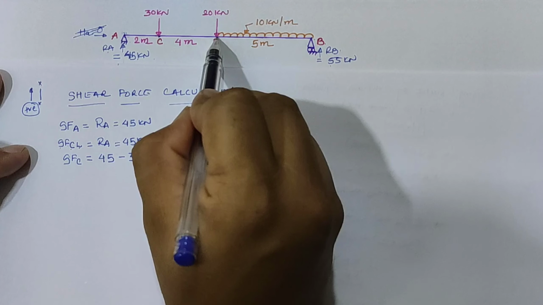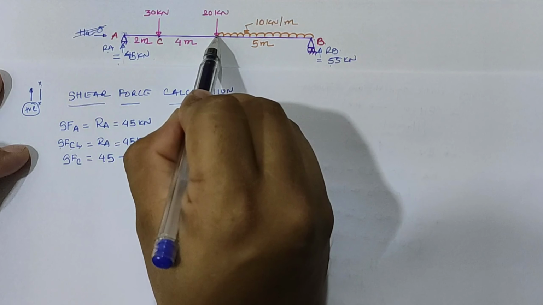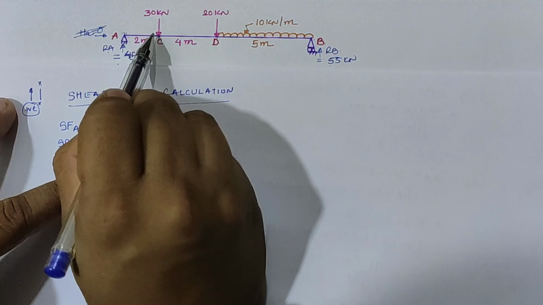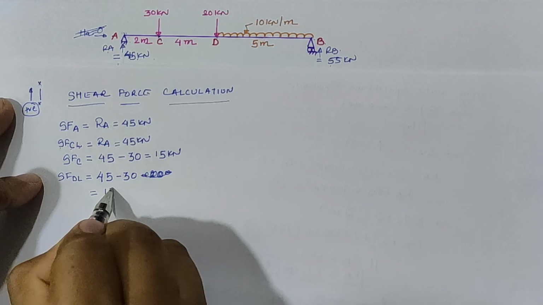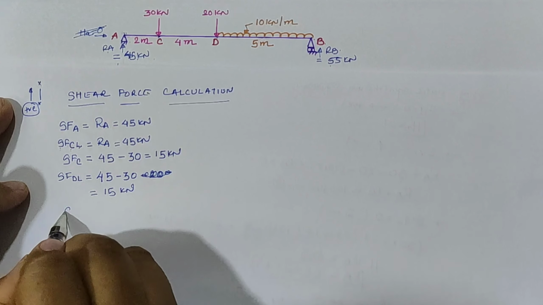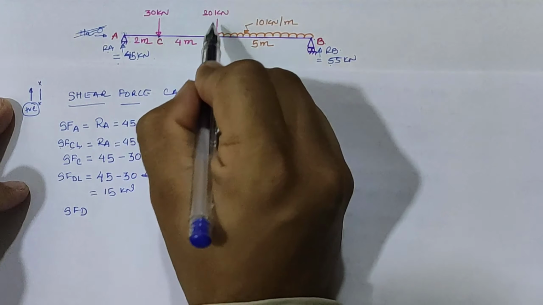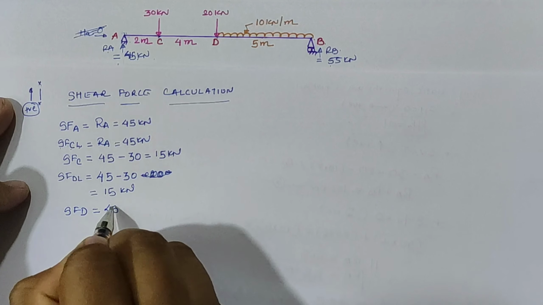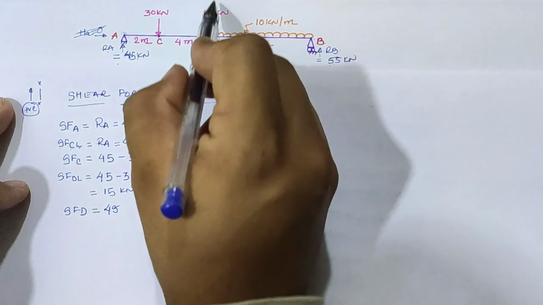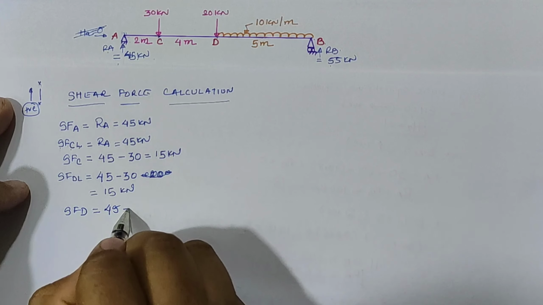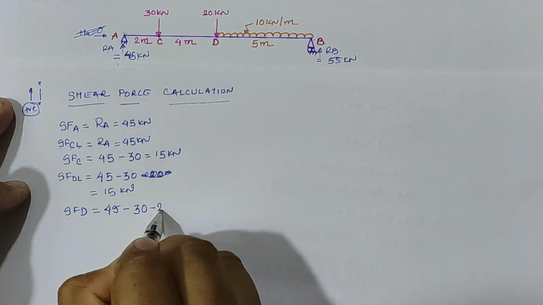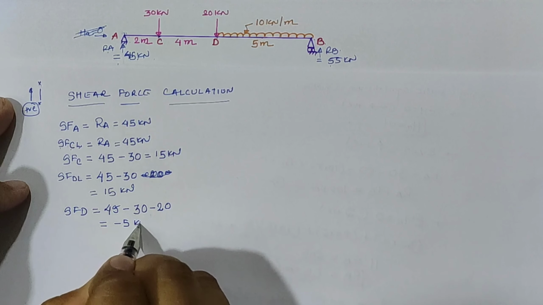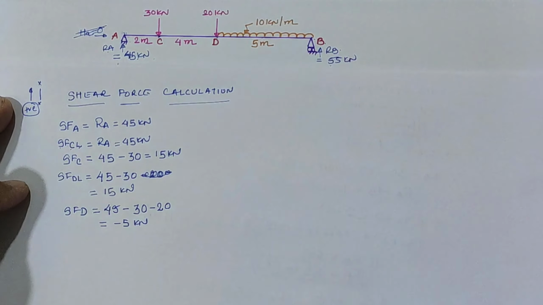Going ahead to point D, similar to point C, just before point D the total unbalanced force is 45 up and 30 down, which is equal to 15 kilonewton. And exactly on point D, 20 kilonewton is there, hence the total is 45 in the upward direction, 30 downward and 20 downward. So 45 minus 30 minus 20 is equal to minus 5 kilonewton at point D.